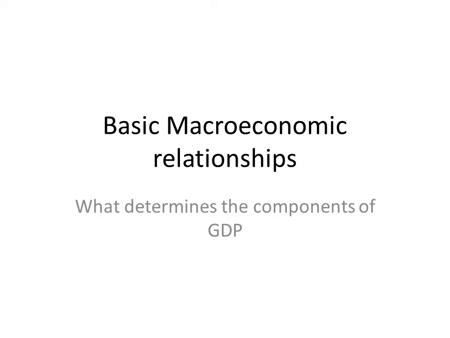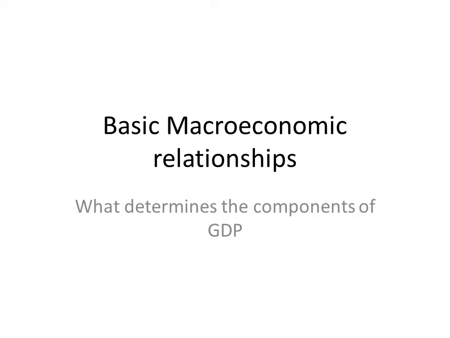The name of this chapter is Basic Macroeconomic Relationships, and the subtitle is What Determines the Components of GDP. What we're going to do in this chapter is discuss basically the four components of GDP, although we won't say at this point very much about government consumption or net exports. I will have a few comments at the end.